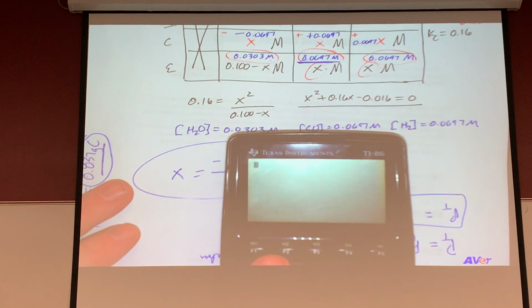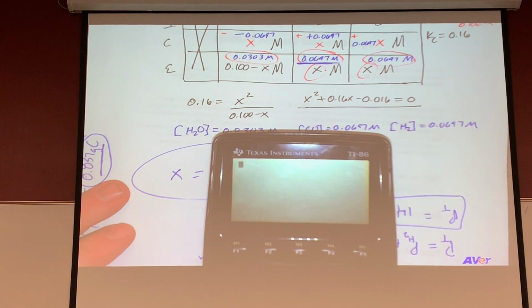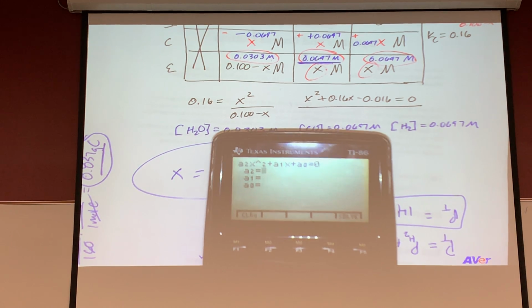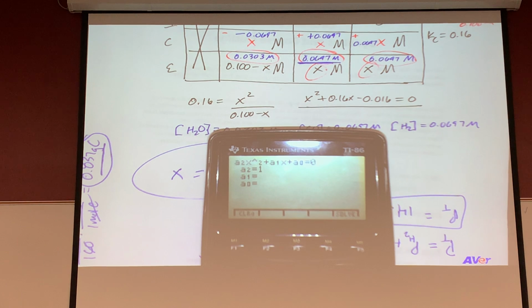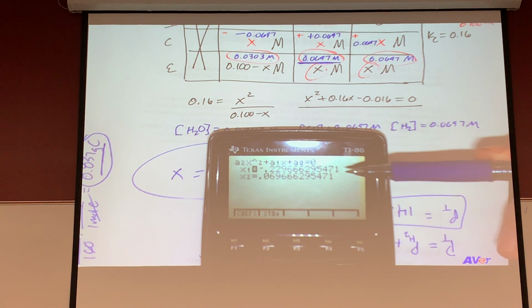Yeah, so on this calculator, I've got this solver program built in, second order, and all I need to do is type in the 1 from there, the 0.16, and then the negative 0.016, and then I hit solve. And it gives me the two solutions you get with quadratic, right? And then you're looking at which one is reasonable.